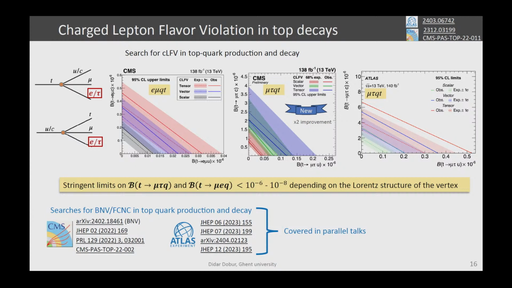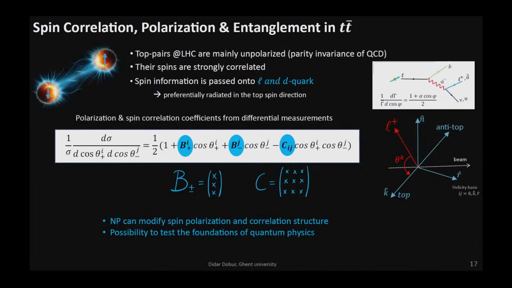In particular, CMS has come up with a new result where they have improved their result by a factor of 2. And here we set limits on the top decay branching fractions of 10 to the minus 6 to 10 to the minus 8, depending on the structure of the interaction. We also search for baryon number violation and flavor changing neutral currents, but these I cannot cover in my talk. They were covered in detail in the parallel talks.